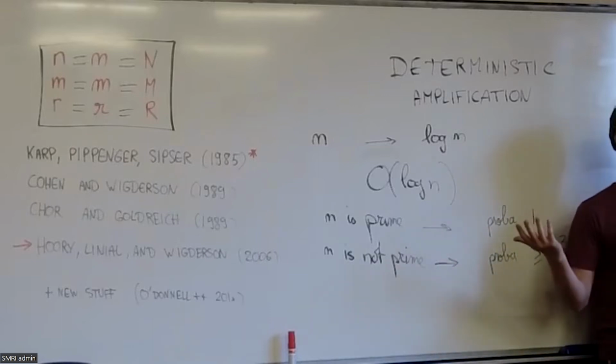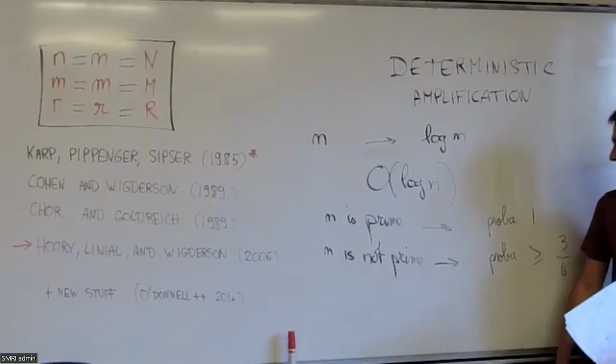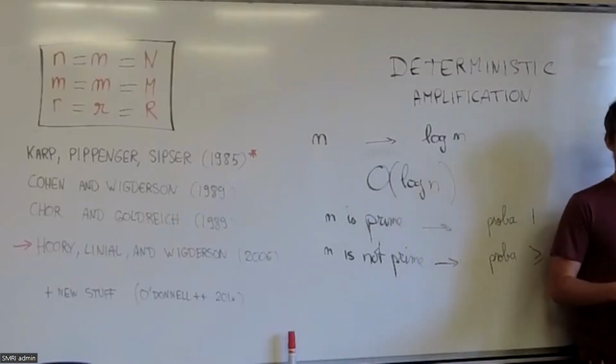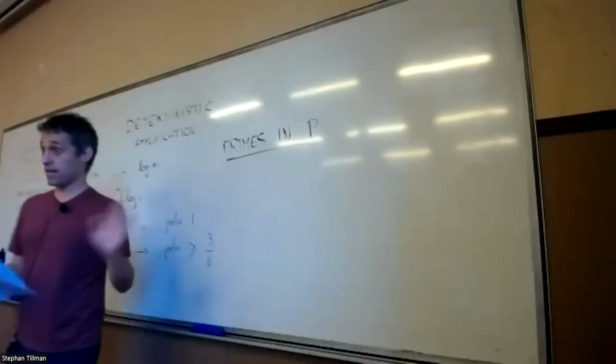Now, can I do that deterministically? Does anybody know the answer? Can I actually check primality deterministically? There's something in the chat, but I don't know if it's okay. It was a big question, and the answer is yes, we know how to do that deterministically. There's a paper from 2006 by Agrawal, Kayal, and Saxena. The paper is aptly named Primes in P. And that was a major breakthrough, by the way.